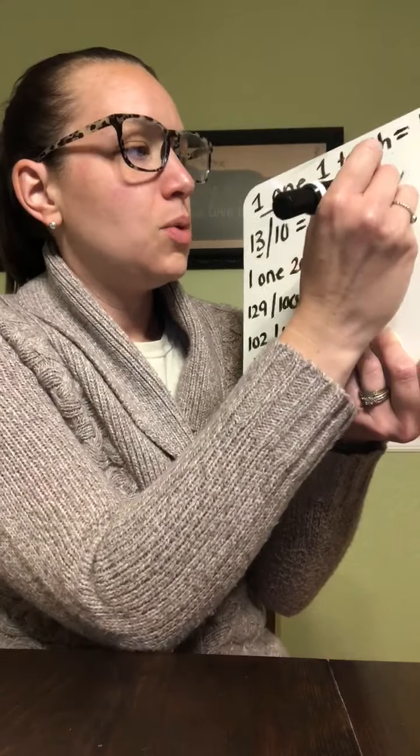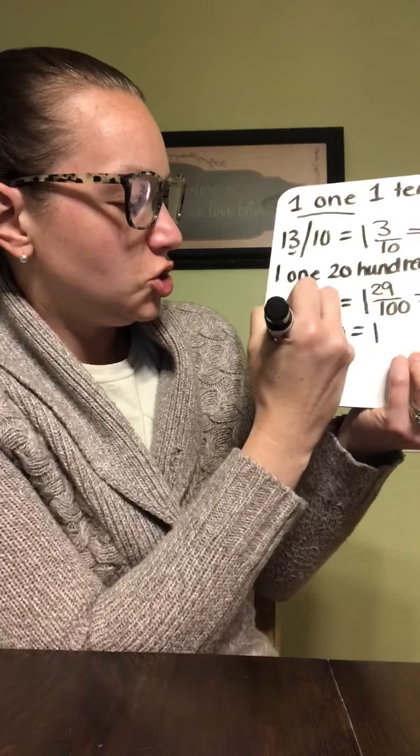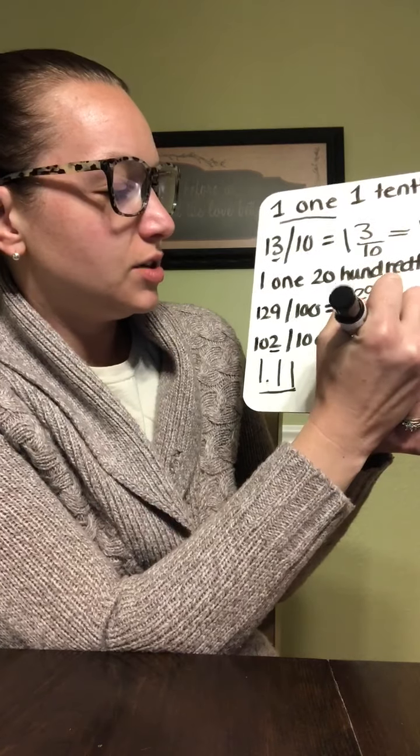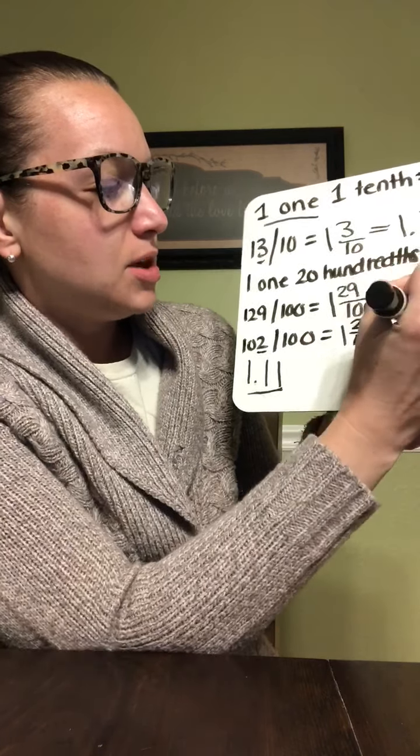The last one, 102 100ths. That's a mouthful, right? So again, this is an improper fraction. My numerator is larger than my denominator. That top number is bigger than the bottom number. So if I wrote that as a mixed number, it'd be 1, because I have 100 and 100 here. There'd be 2 left over, so 2 100ths. So again, that would equal 1.